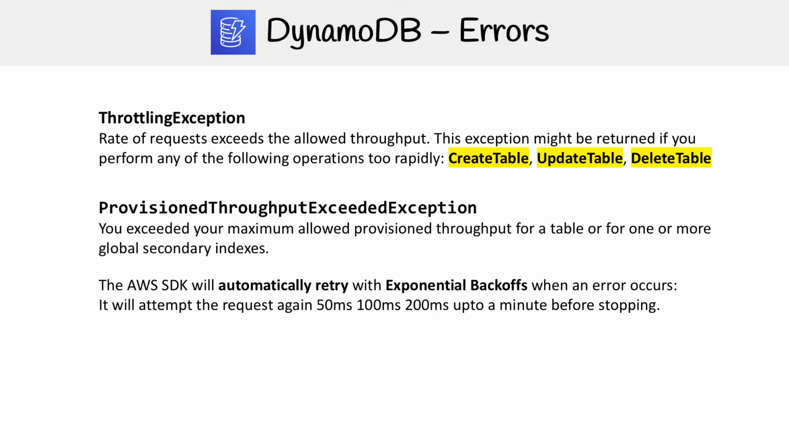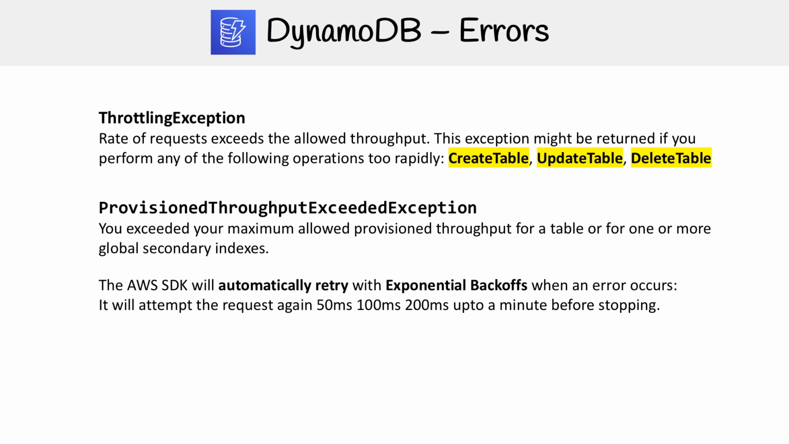If you've never heard of this before, the idea is that I've encountered an error. I'm going to wait 50 milliseconds before I try again. And if that one fails, I'm going to try 100 milliseconds. And if that one fails, I'm going to keep on doubling that time. And here it's going to keep going up to a minute before it stops. So this is just a strategy for trying to make sure changes make their way through. So if you're using the SDK, that ensures that you're not going to lose data because it's going to try and try again.